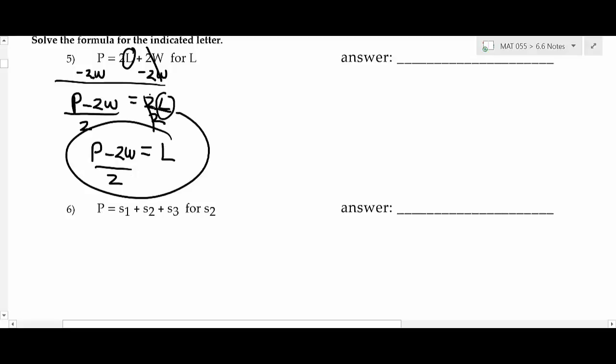Okay, like that. Do you cancel the 2's out? Did anybody cancel the 2's out? Good, okay. And that's a good question too, because if it was P times 2W over 2, then yes, you cancel them out. But if it's minus or plus, no. Okay, so be sure that you're careful about that. Okay, everybody get that okay?